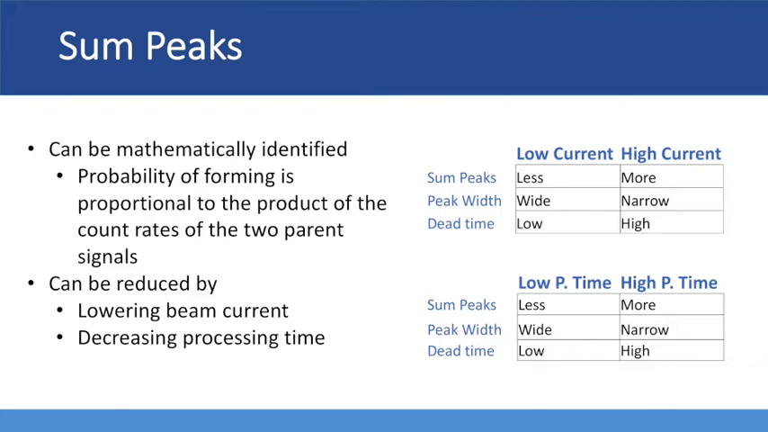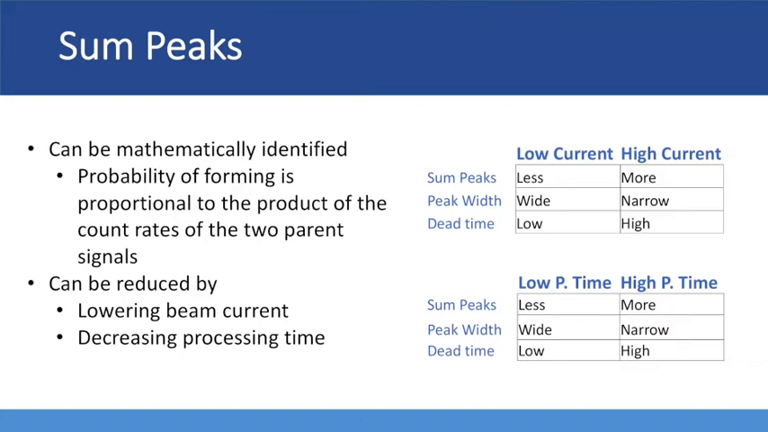There are a couple of ways to minimize sum peaks. The first is lowering the processing time, and the second is reducing the electron beam intensity. Lowering the beam current lowers the count rate and usually eliminates the problem. Alternatively, the processing time can be decreased, which allows for the pulses to be processed faster.